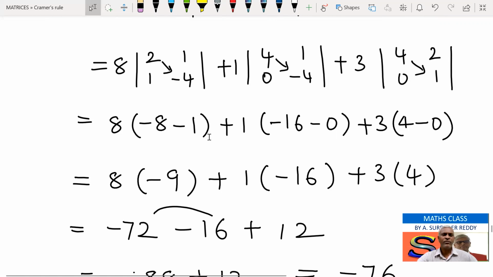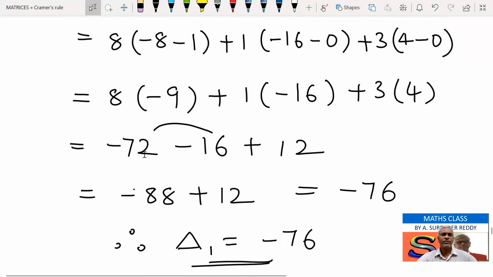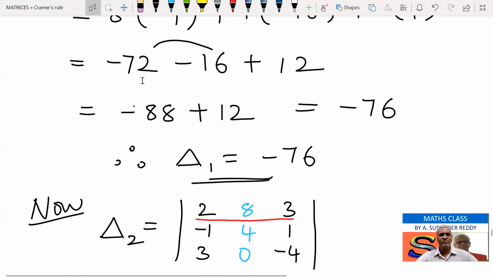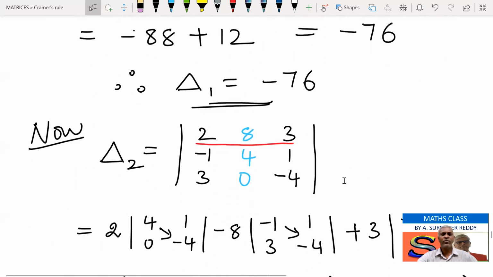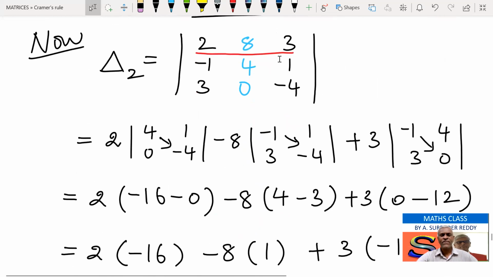That is 8 into minus 9, minus 16, minus 0, 4 minus 0. 8 into 9, 72, minus 72. 1 into 16, minus 16. 3 into 4, 12. Minus 72 minus 16 is minus 88 plus 12, minus 76. Delta 1 is minus 76.